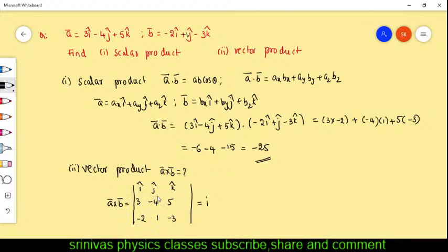For this determinant, we have to find out. For that, you have to multiply diagonally like this. Minus 4 into minus 3 is 12. Then you have to put a minus, and multiply these two. 1 into 5 is 5.